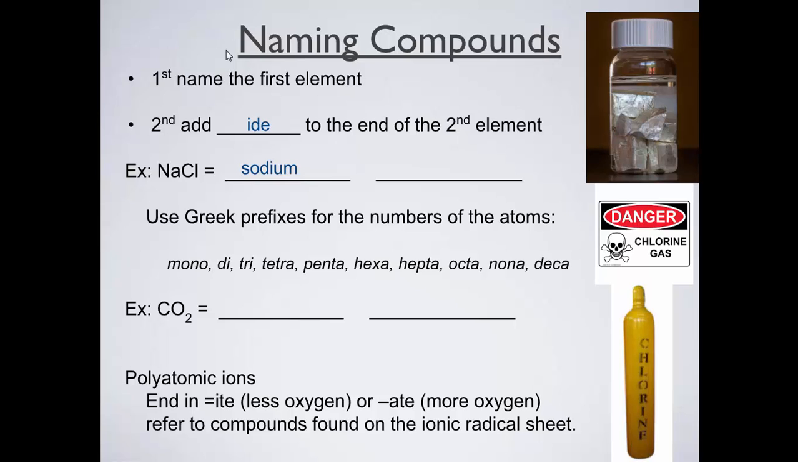All right, chlorine is going to be our second element. In the second element, often we will just add IDE to the end. So even though the element is chlorine, when we're making this metal, non-metal name, we change the ending to IDE. So sodium chloride is the compound formed when sodium and chlorine make a compound.